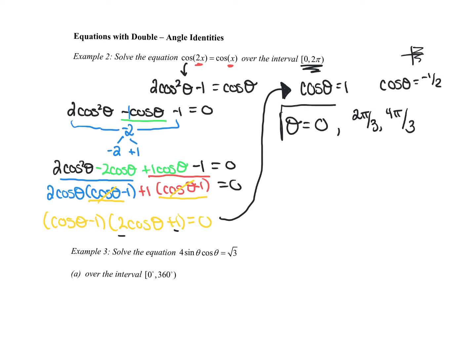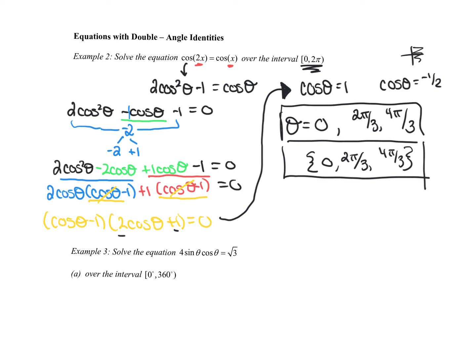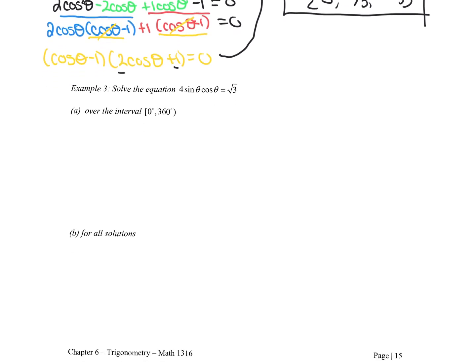So this is my solution. Your book often writes it as a solution set, and they do 0, 2 pi over 3, 4 pi over 3. All the same thing. The next one's a little tricky, only because it doesn't equal 0.